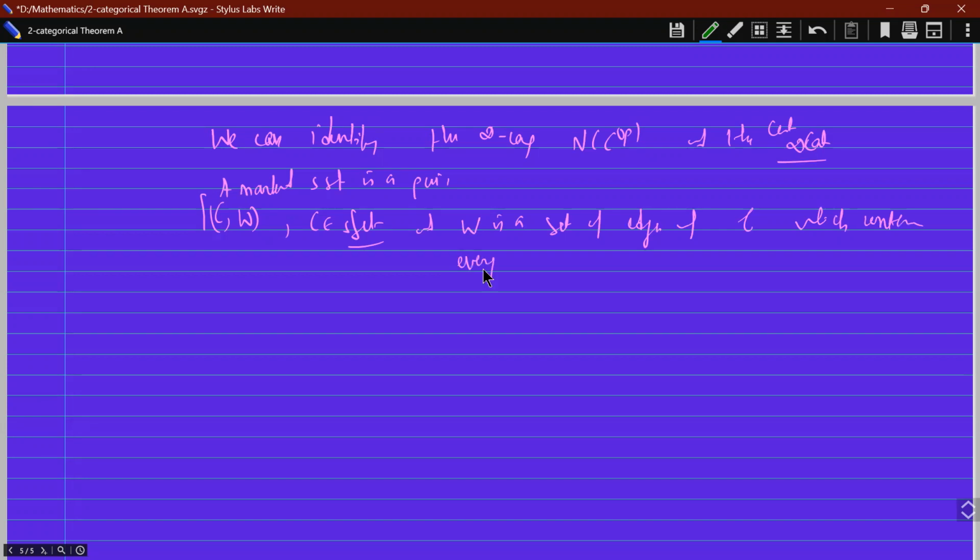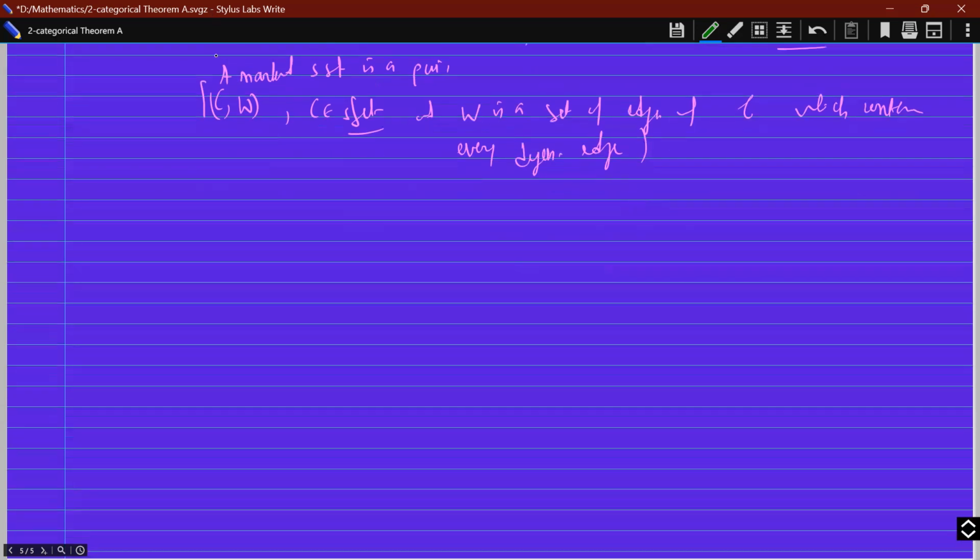It makes sense if you know what a marked category is. So what do I mean by marked edges? The edges in W are the marked edges. So now let's talk about the relative nerve.